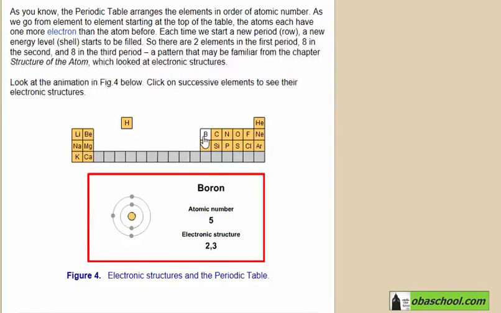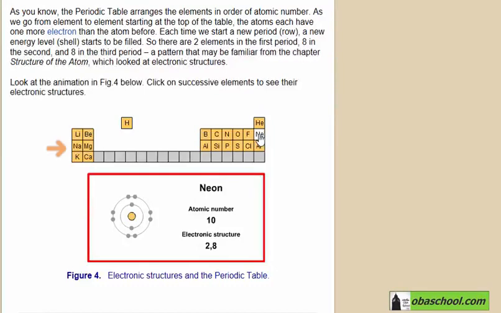This is the electronic structure of boron. This is of carbon. Notice that carbon is in group 4. It has 4 valence electrons or 4 outer electrons. This is nitrogen. Oxygen. Oxygen is in group 6, so it has 6 outer electrons in its outer shell, which is the second one because it's in row 2. This is fluorine, and this is neon.